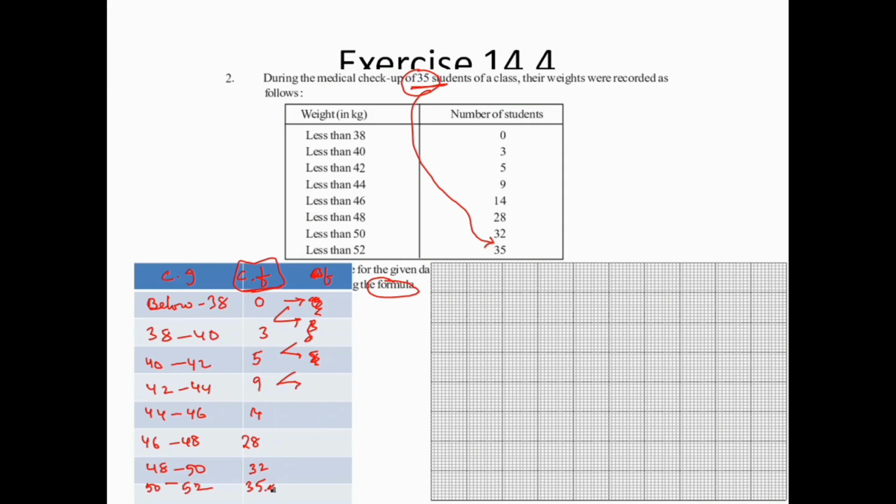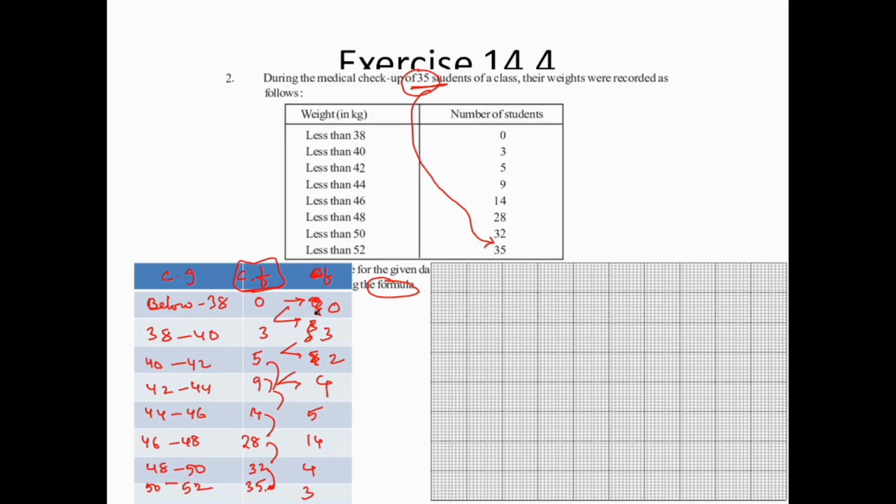We will do it in reverse. Subtraction of these two is 3. Subtraction of these two is 4. Subtraction of these two is 14. Subtraction of these two is 5. Subtraction of these two is 4. Subtraction of those two is 2. This is 3 and this is 0.